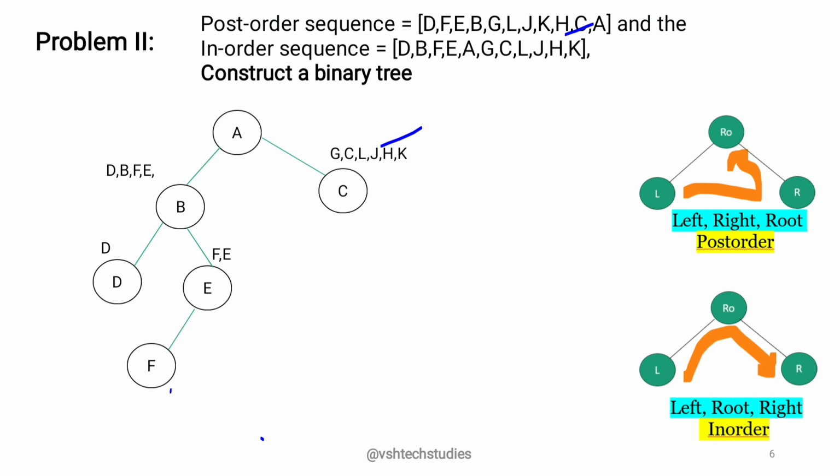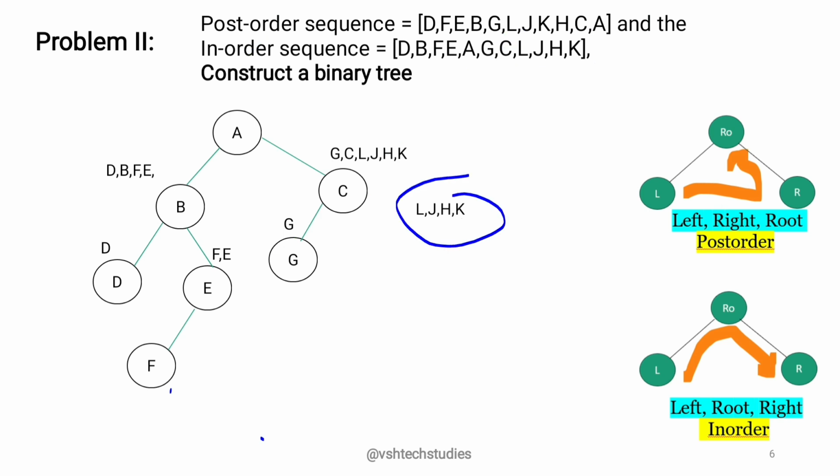In this, which are remaining? G, L, J, H, K. Which are the left child and which are the right child of C now? For that we have to observe the in-order sequence. Locate C: L, J, H, K are on the right side. Then only G is the left child. So G will be here, and L, J, H, K will be drawn on the right side. So the G node is taken, and L, J, H, K are written on the right side. The G node is connected as the left child of C.